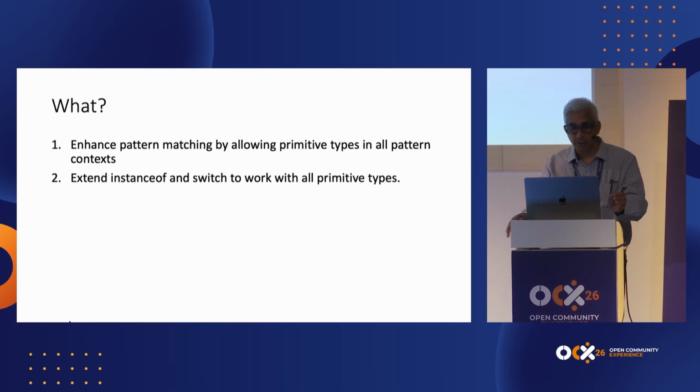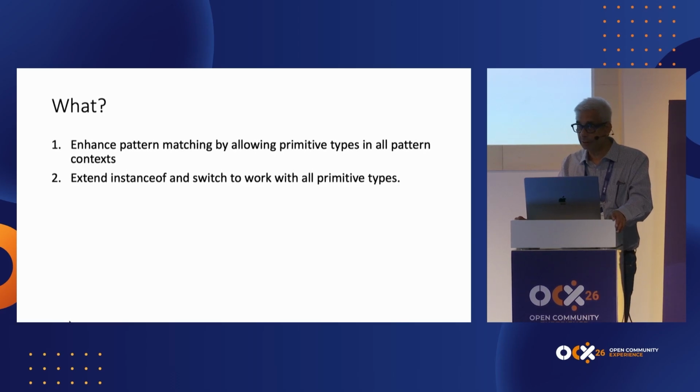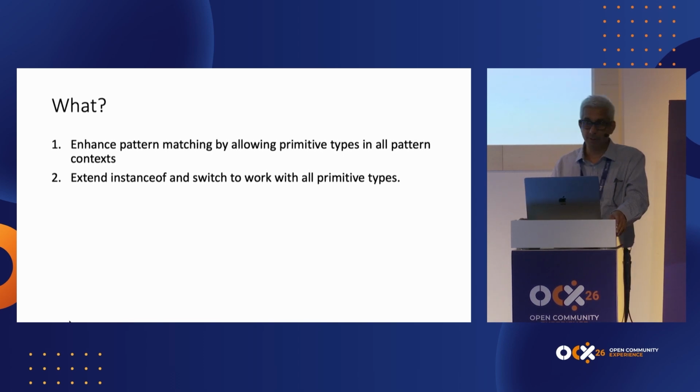Primitives and patterns. Two things. We are enhancing the pattern matching by allowing primitive types in all pattern contexts. We'll see code examples for this. And we'll extend the instanceof, not the pattern matching instanceof, our classic instanceof, and the classic switch to work with primitives. We'll also get to know why these fellows do not work with primitives soon.